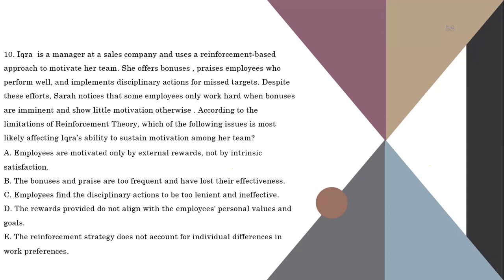A, employees are motivated only by external rewards, not by intrinsic satisfaction. B, the bonuses and praises are too frequent and have lost their effectiveness. C, employees find the disciplinary actions to be lenient and ineffective. D, the rewards provided do not align with the employees' personal values and goals. E, the reinforcement strategy does not account for individuals' differences in work preferences. Answer is D, the rewards provided do not align with the employees' personal values and goals.